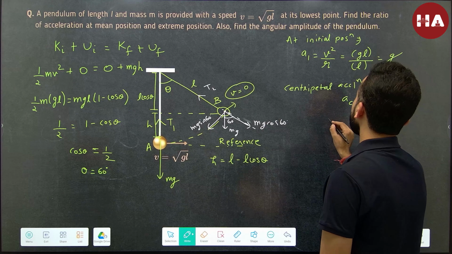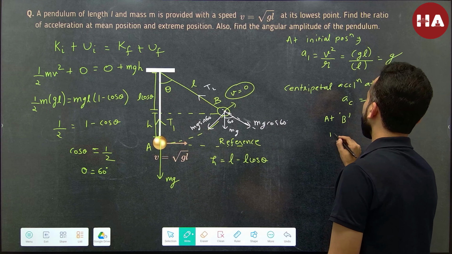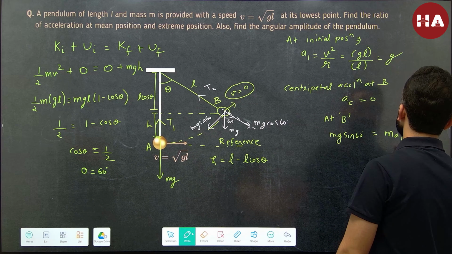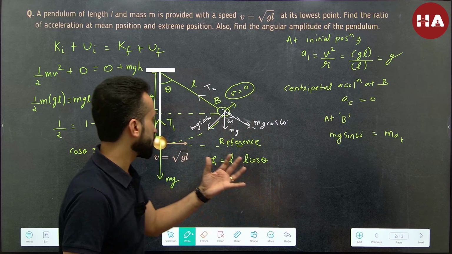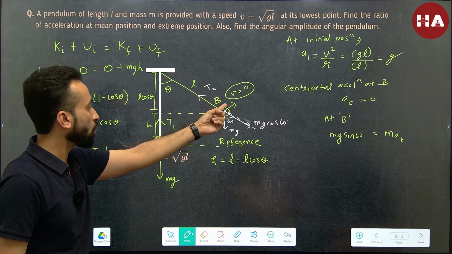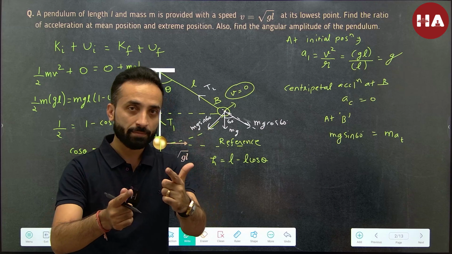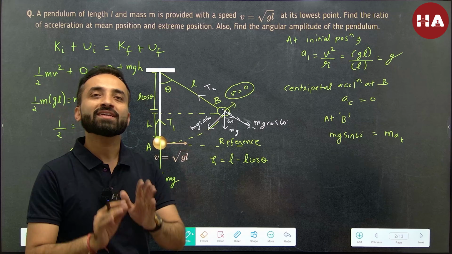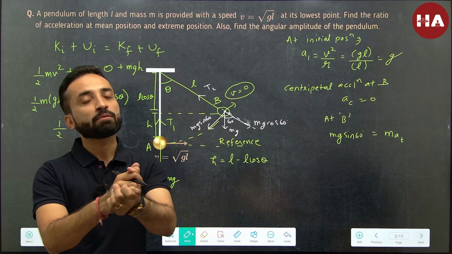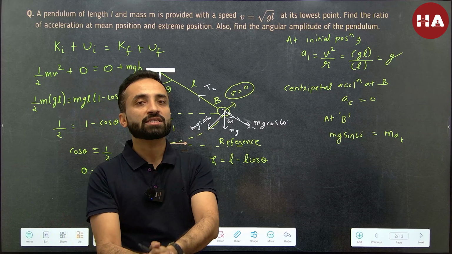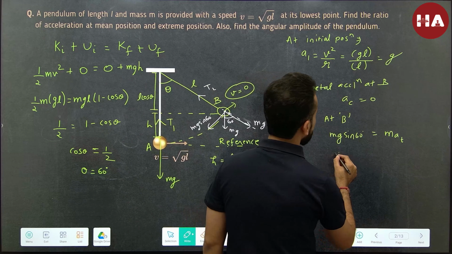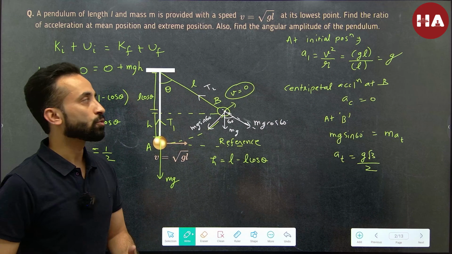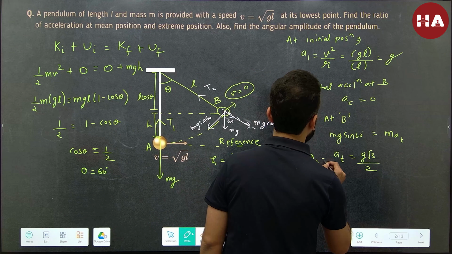So can we write that at B, mg sin 60 is going to be ma, and this a we can write as the tangential acceleration, because it is providing the acceleration along the velocity which is changing the speed. So in case of uniform circular motion, only direction changes, but in non-uniform circular motion, magnitude and direction both change. So the tangential acceleration turns out to be g root 3 by 2, as sin 60 is root 3 by 2, and that is the acceleration at the extreme position.